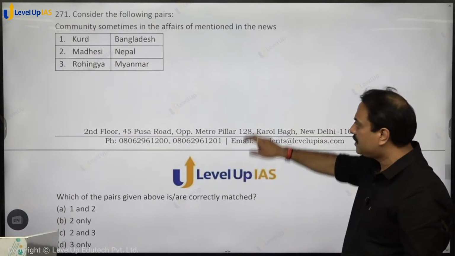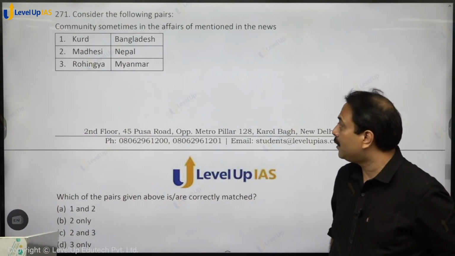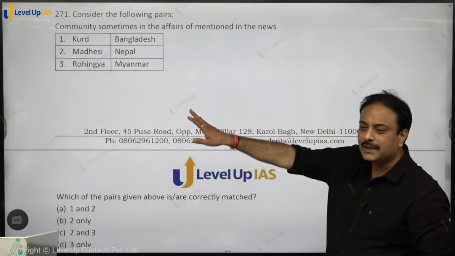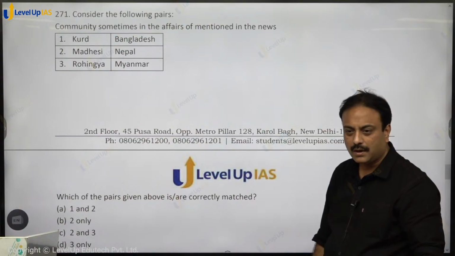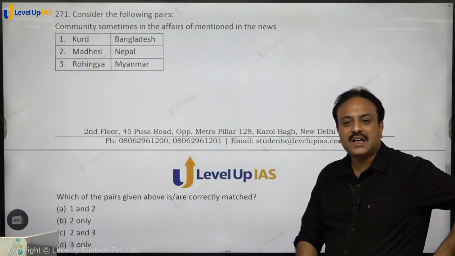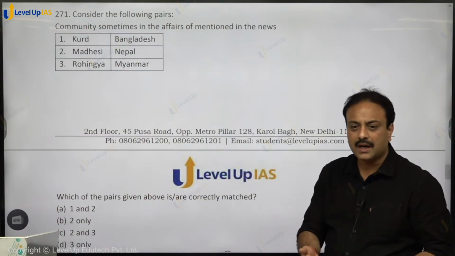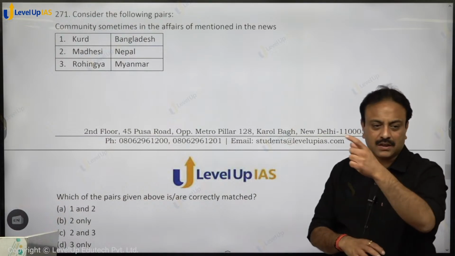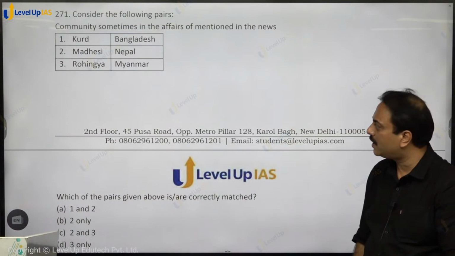Consider the following pairs. Community sometimes in the affairs mentioned in the news. Communities on the first column, second column is region. Kurd, Kurdistan, issue going on. Turkey, Iraq, Syria, and some part of Iran also. That is the region of Kurds. It is not Bangladesh. Bangladesh has nothing to do with that.